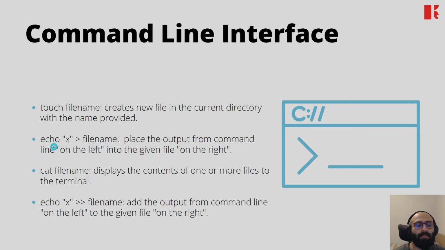Let's go back. We have something called echo. Echo takes a value, which is in double or single quotes, followed by the greater than symbol and the name of the file. What echo does is it sends the output from the command line, on the left side, into the given file on the right side. So echo takes everything you put here and puts it in the file you name here. Let's try it out.